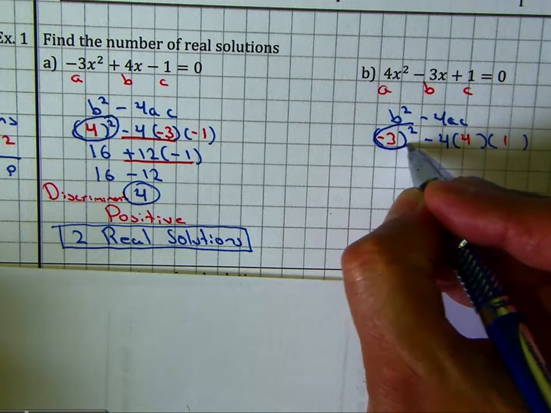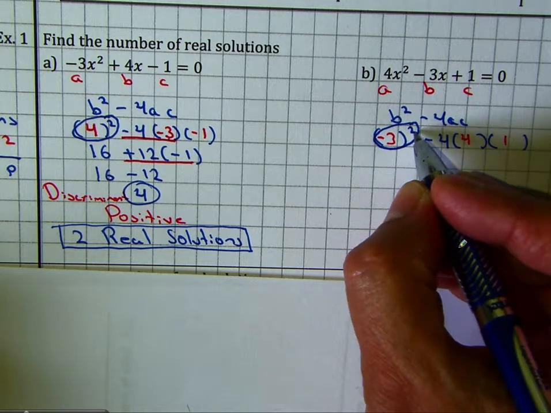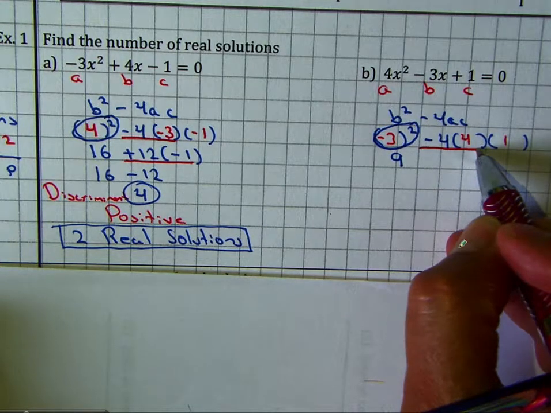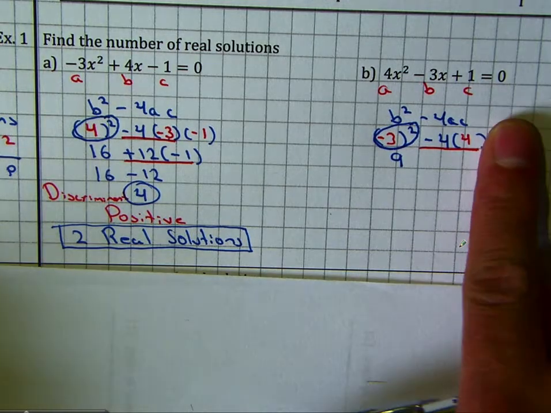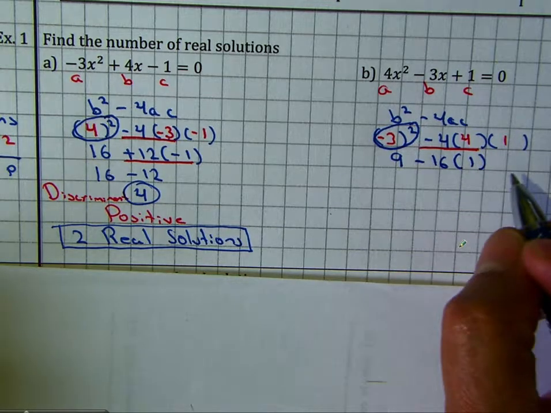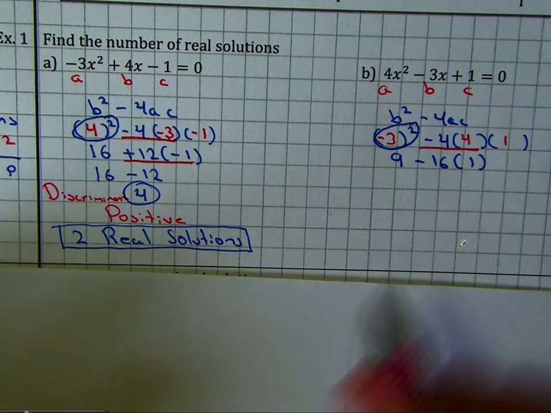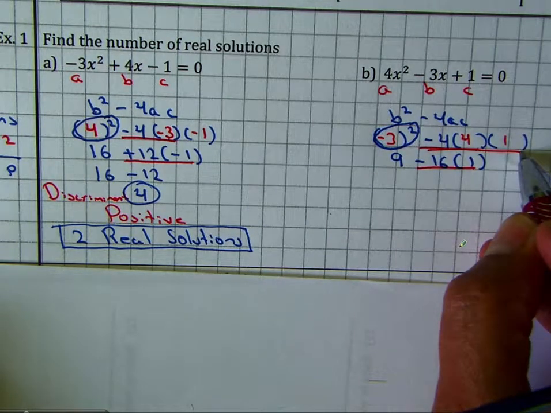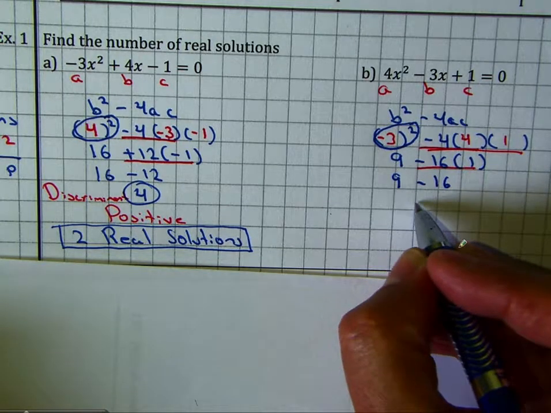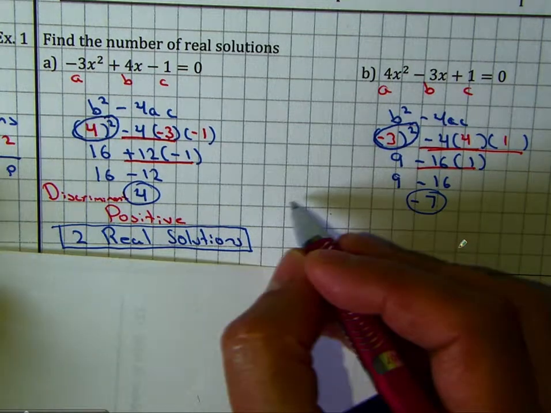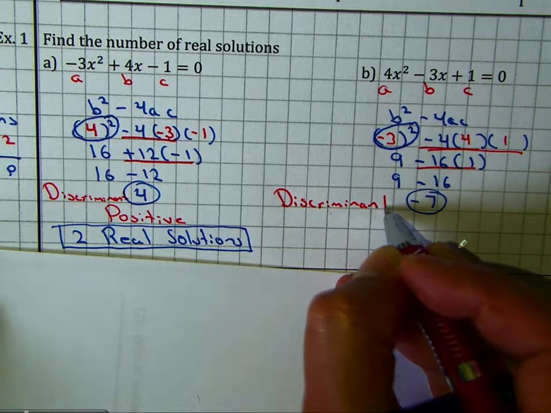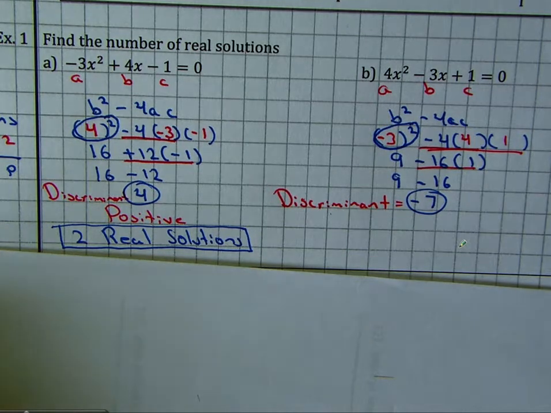Negative 3 squared. Remember that in this case the negative and the 3 are being squared, so negative 3 times negative 3 is positive 9. I'm going to multiply those two numbers first, and then times 1. So negative 4 times positive 4 is negative 16. And the 1 is still multiplying. So 16 times 1. You have to be careful that those two numbers are still multiplying since all three were multiplying before. So it gives me 9 minus 16 gives you negative 7. So therefore, your discriminant is negative 7.